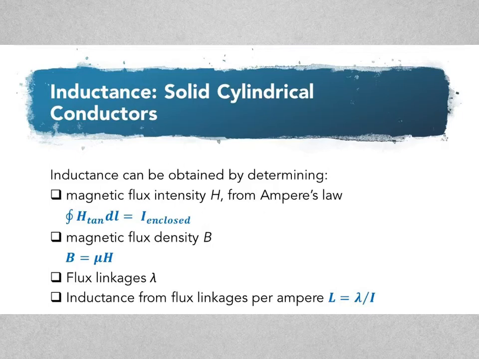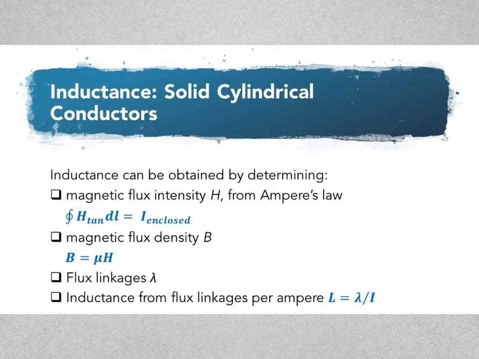Now, before arriving at the inductance of a more general type of conductor and other conductor configurations, the internal, external, and total inductance of a solid cylindrical conductor was first computed. So we'll just discuss the overview of how it is determined here. But as to the detailed derivation, it was provided to you through the reading activity. Okay, so the following parameters were obtained one by one in order to determine the inductance at the end.